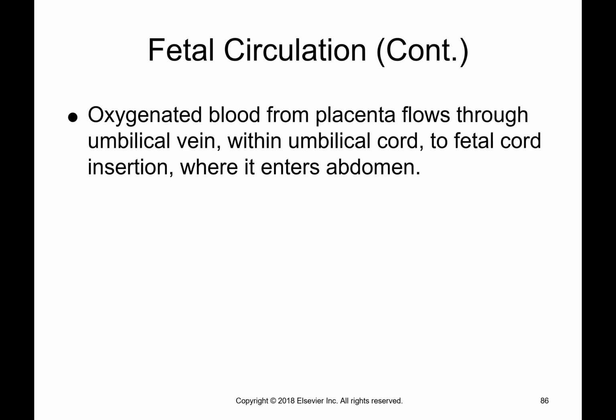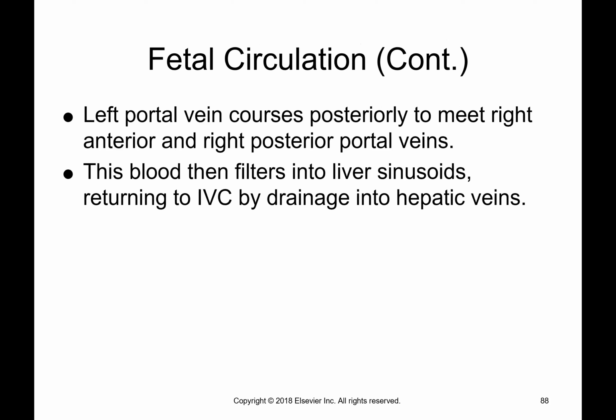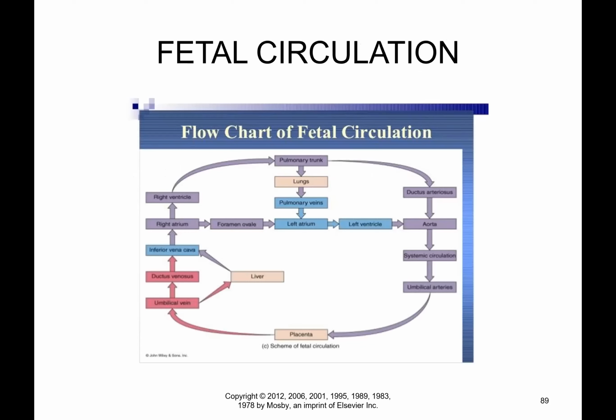Oxygenated blood from the placenta flows through the umbilical vein within the umbilical cord to the fetal cord insertion, where it enters the abdomen. And then from the umbilicus, the umbilical vein courses along the falciform ligament to the liver, where it connects with the left portal vein. The left portal vein connects to the right anterior and right posterior portal veins. Some blood goes to the liver. The ductus venosus shunts a lot of blood to the heart and brain.